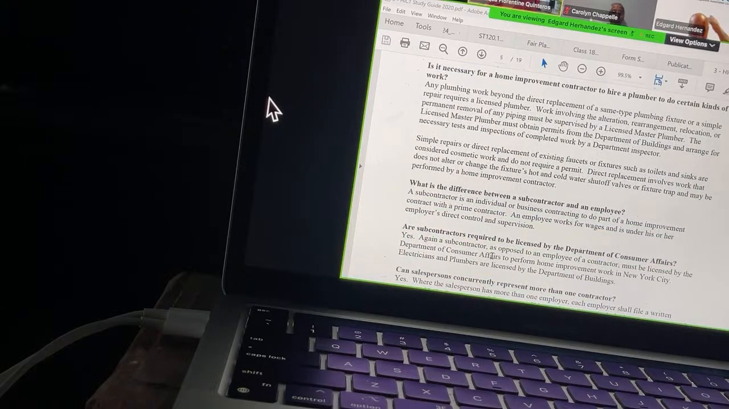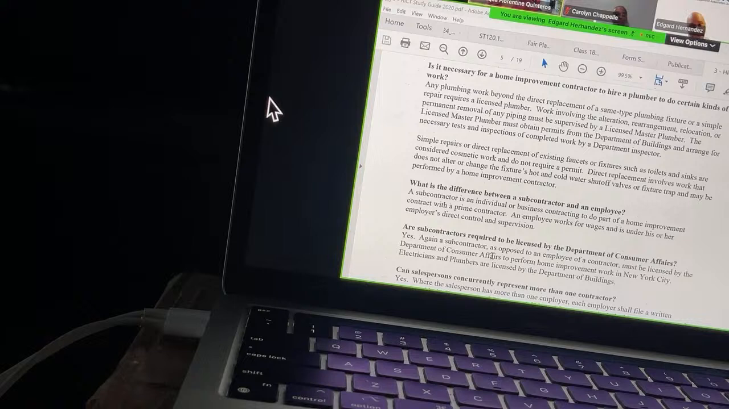Is it necessary for a home improvement contractor to hire a plumber to do certain kinds of work? Any plumbing work beyond the direct replacement of a same type plumbing fixture or a simple repair requires a licensed plumber. Work involving the alteration, rearrangement, relocation, or permanent removal of any piping must be supervised by a licensed master plumber. The licensed master plumber must obtain permits from the Department of Buildings and arrange for necessary tests and inspections of completed work by a department inspector.